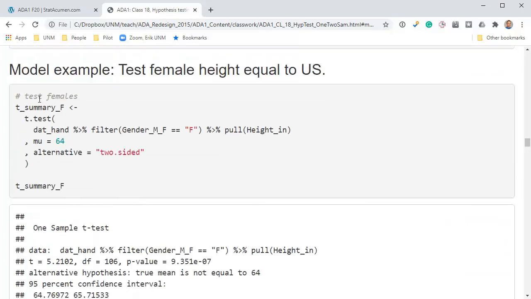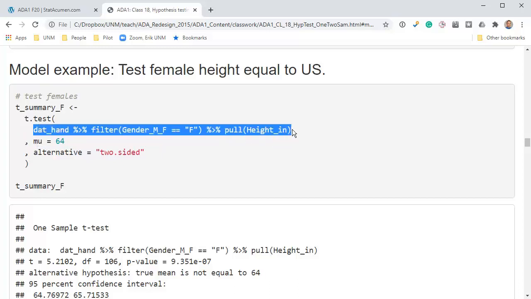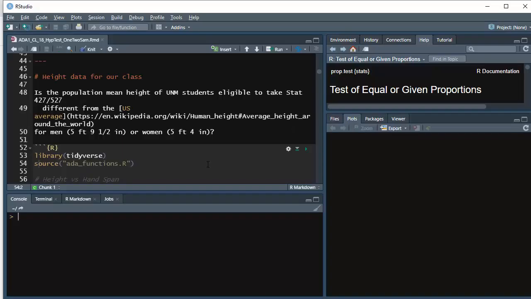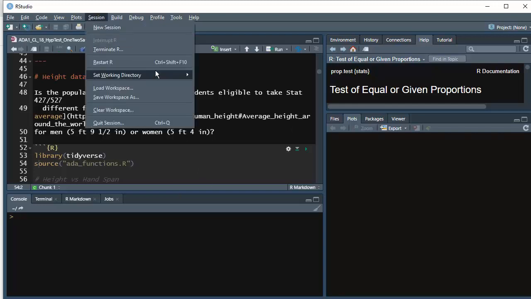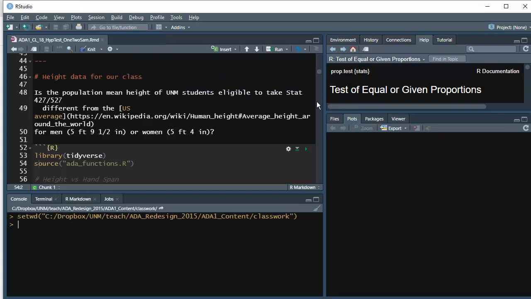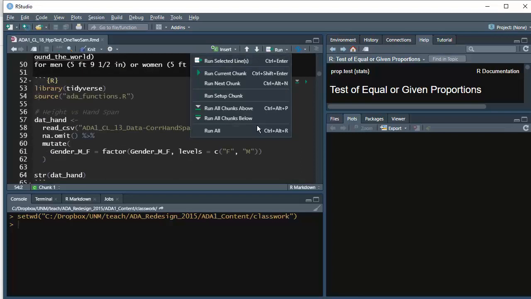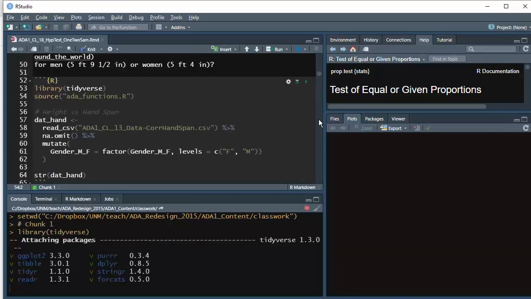Okay, so we've got our hand data. We're filtering just for females, and we're using the column height in inches. So we're pulling the data out for that one column. That just gives us a string of numbers. If we copy that into R down here, I think I probably need to set the working directory, and I think I'll just run all, and then I'll just run that piece of code.